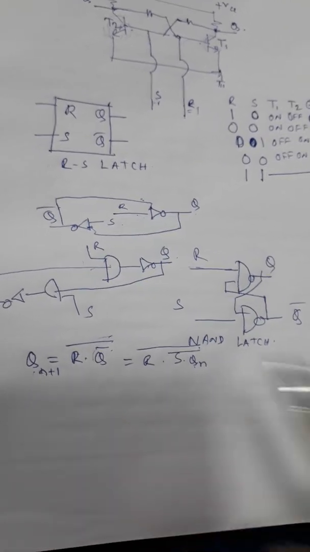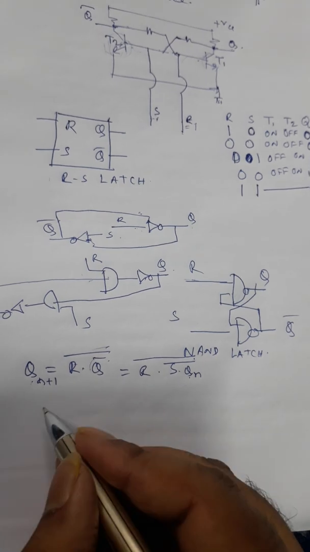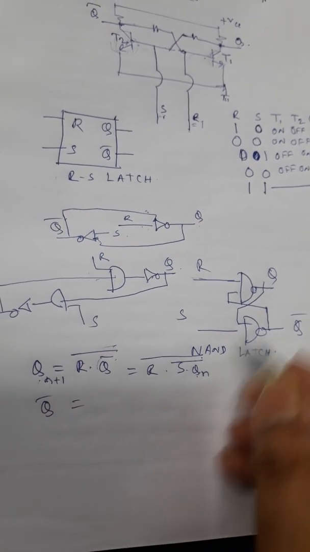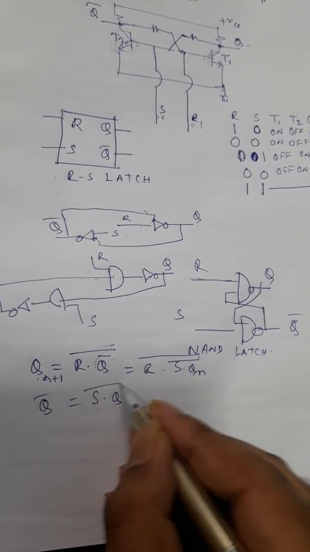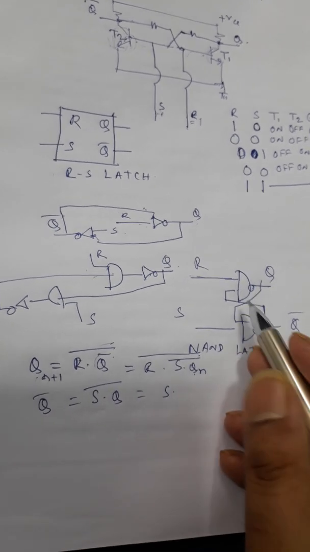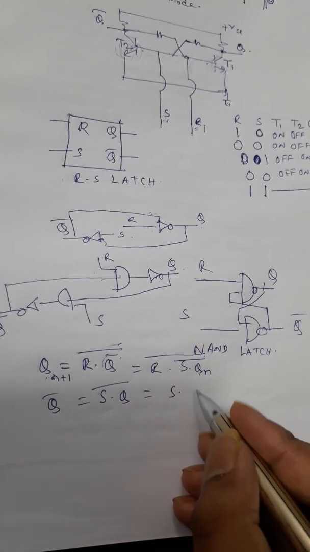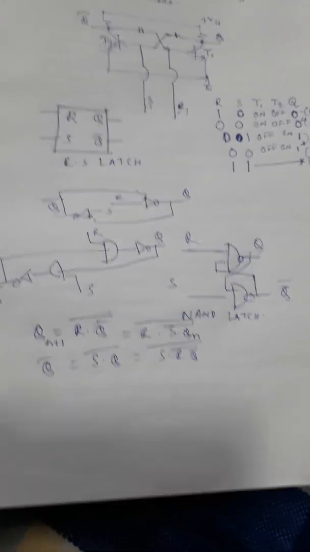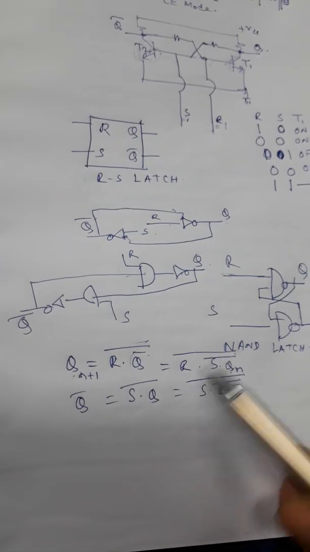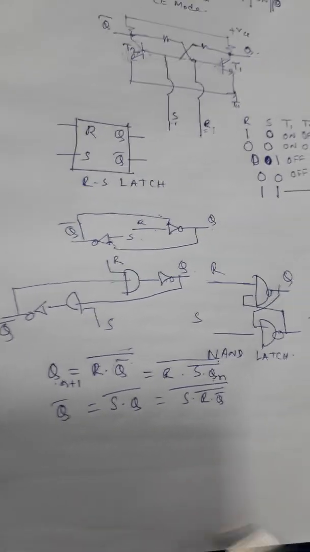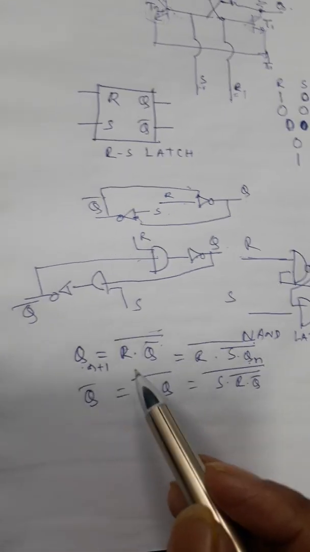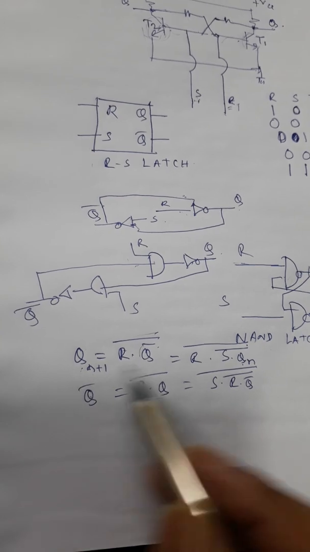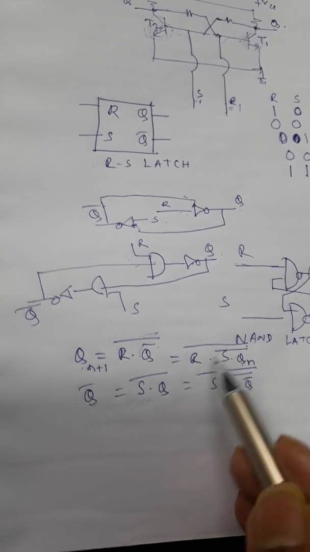Understood? Fine. So now you write about Q bar. Q bar can be written as S dot Q bar. Now what is Q? Q is R dot Q bar bar. Right? So this is Q for you. This is the expression for Q and this is the expression for Q bar. Now let us find the output with respect to input.